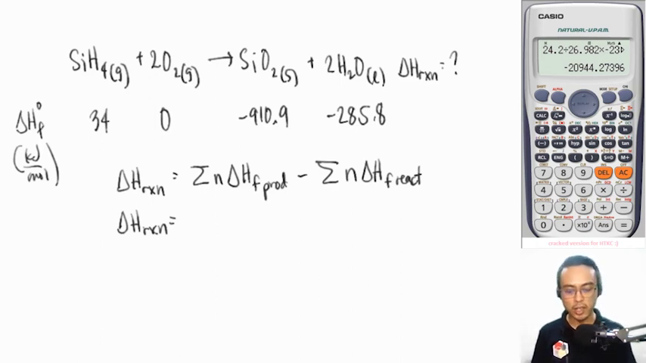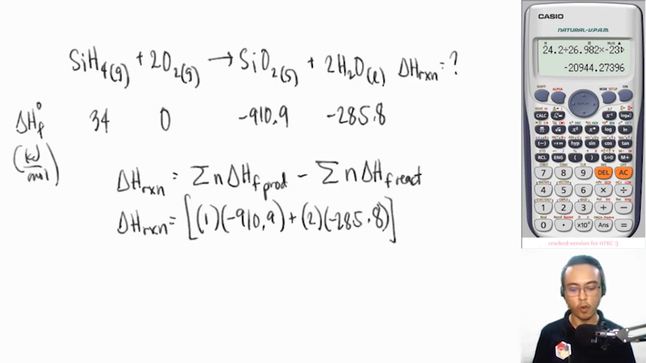Okay? So for SiO2, its coefficient is 1. So we write 1 times negative 910.9 plus, for water, that is 2 times negative 285.8. This is now your value for the product side. From this, we subtract the values from the reactant side. On your reactant side, you have two components, SiH4 and oxygen. However, oxygen is 0 because it is an element at its standard state. Therefore, we will only use SiH4, and that is 34 times 1.